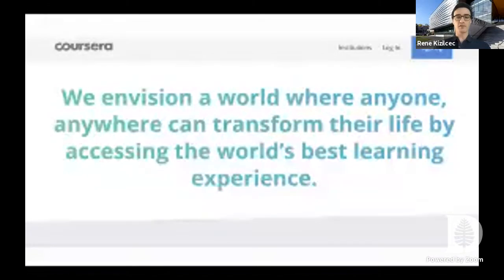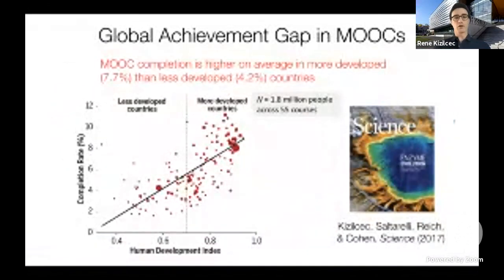I'm just going to feature one that we did a while back, looking at completion rates, which we know are relatively low. We find that they are also very different across different countries in the world, right? So the idea that the poor kids in a slum somewhere in the global south have equal opportunities to success in this environment just doesn't bear out in the data, right? As you can see in the scatter plot, the higher the development of a country, the higher the completion rate of participants in that country, across 55 different courses here.